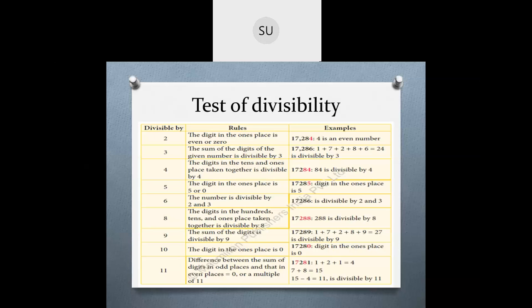For 11, the difference between the sum of the digits in odd places and even places should be 0 or a multiple of 11. So, for 11, what you do is first take the sum of all the digits in odd places and then take the sum of the digits in even places. Then you find the difference between those sums.